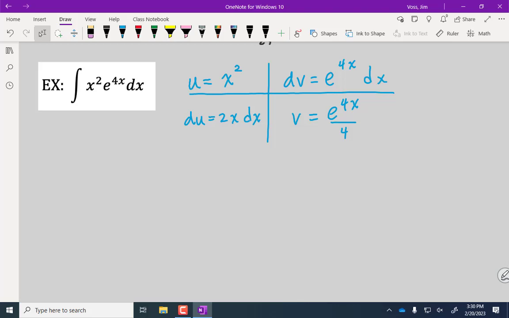Okay, so then we have our ultraviolet voodoo. So uv, the main diagonal, we're going to have a quarter times x squared times e to the 4x. So there's our uv. uv minus the integral of v du. So minus integral v du. So that's the bottom row. So it looks like we have a 2 in the numerator, a 4 in the denominator, so we're going to end up with 1/2 x e to the 4x dx.